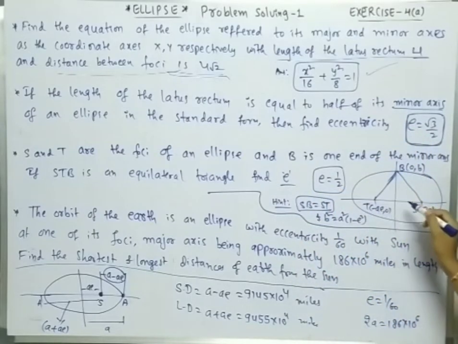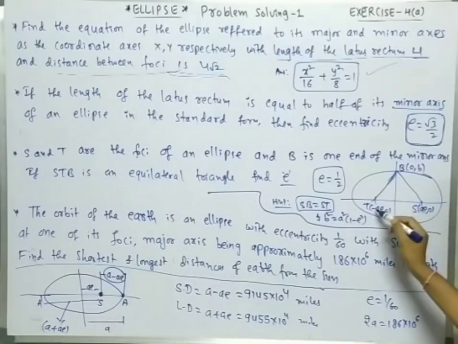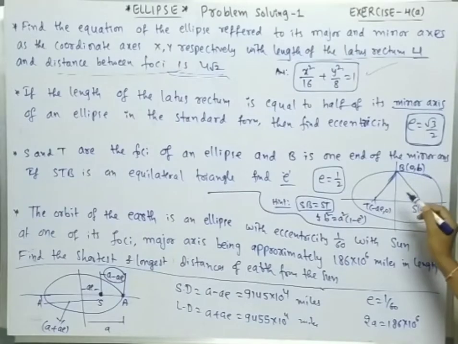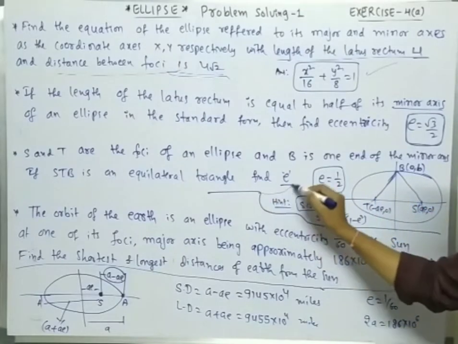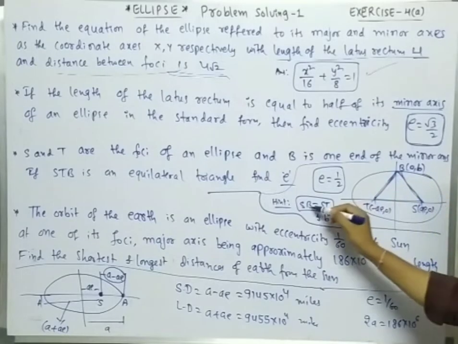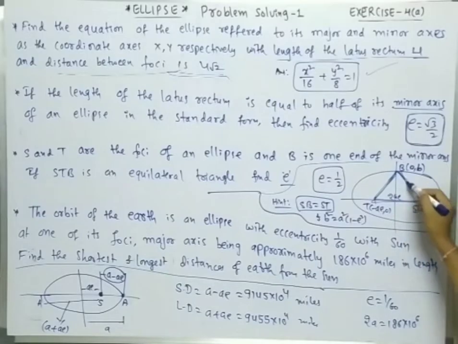Here these two are foci S and T: AE comma 0, minus AE comma 0, and one end of the minor axis 0 comma B. This figure is not given; I drew this one, so this is the question actually. Now it is given that it forms an equilateral triangle. That means the distances of these three sides are equal. From that I wrote SB is equal to ST. ST means 2AE.